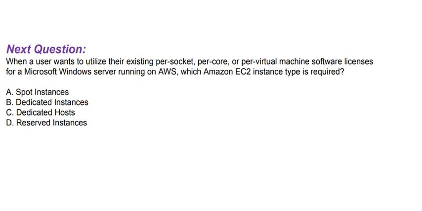Next question is: When a user wants to utilize their existing per socket, per core or per virtual machine software licenses for a Microsoft Windows server running on AWS, which Amazon EC2 instance type is required? Option A: spot instances. Option B: dedicated instances. Option C: dedicated hosts. And option D: reserved instances. The correct answer is option C.